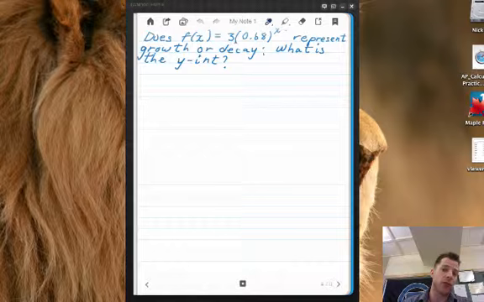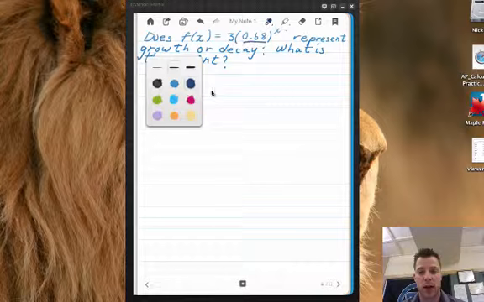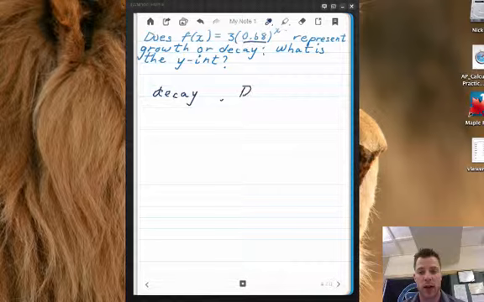Okay? So the final example here is just identifying that growth or decay, and a lot of us missed that on the last one. Okay, this is decay, and the decay factor is 0.68, okay? And your A value, the y-intercept here, is what your A value is. So a lot of people get this wrong because they look at A and think that's the growth or decay factor. It's not. It's the base being raised to the power.